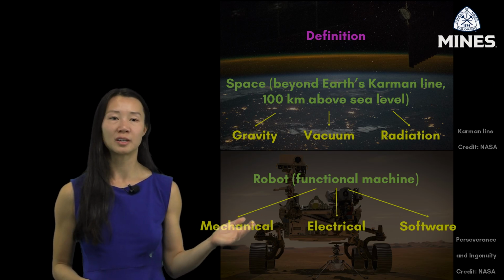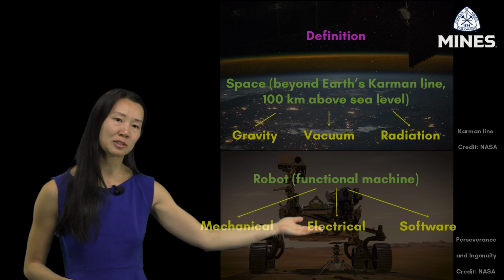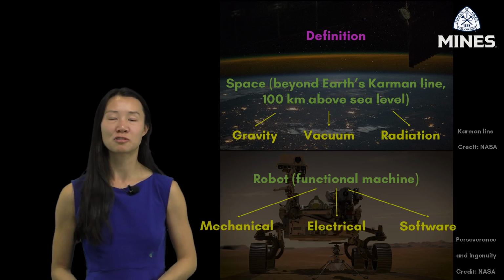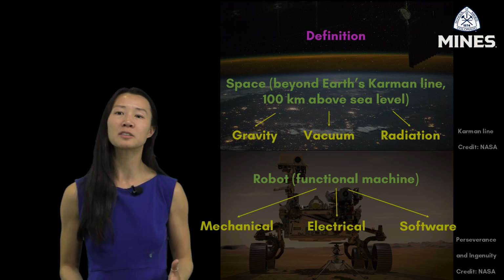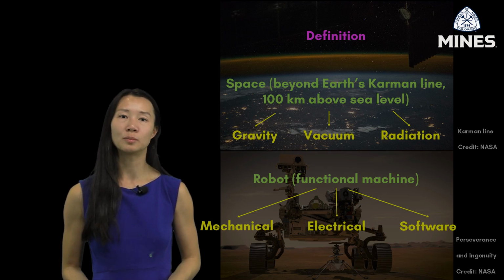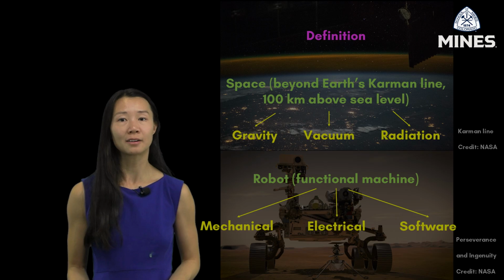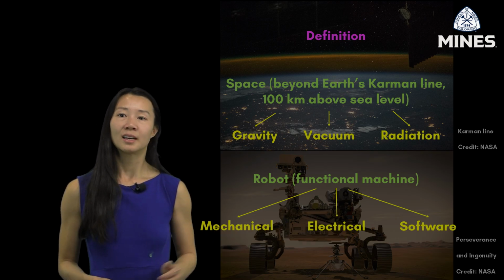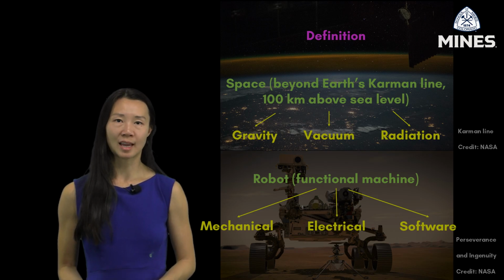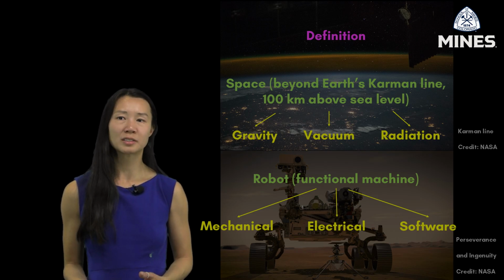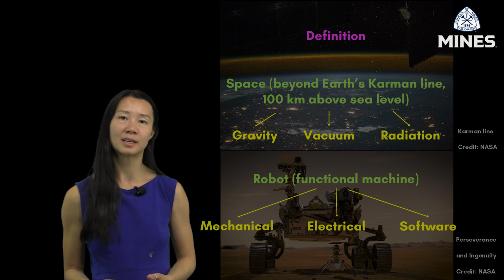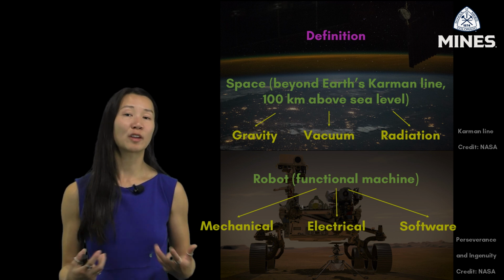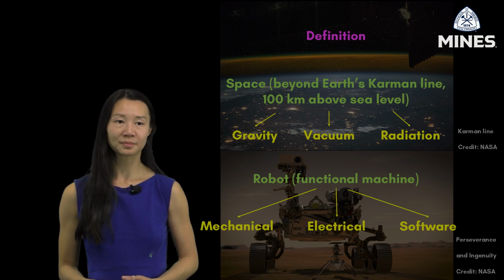Robots are a functional machine composed of mechanical, electrical, and software components. Mechanical components define the structure and actuation. It's the physical framework and moving parts that enable mobility, manipulation, and interaction with the environment. Electrical components define the power and sensing capabilities of the robot. This includes the circuitry and power systems that enable sensing, communication, and actuation. It's like the lifeblood of a space robot.